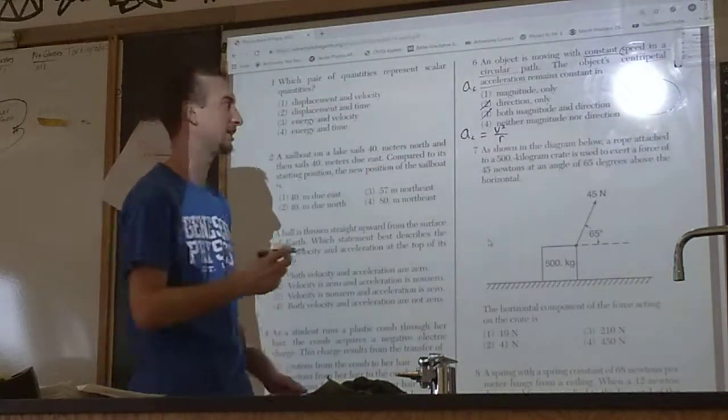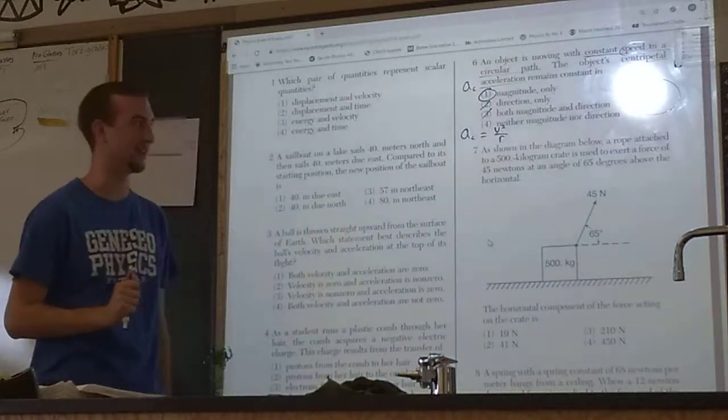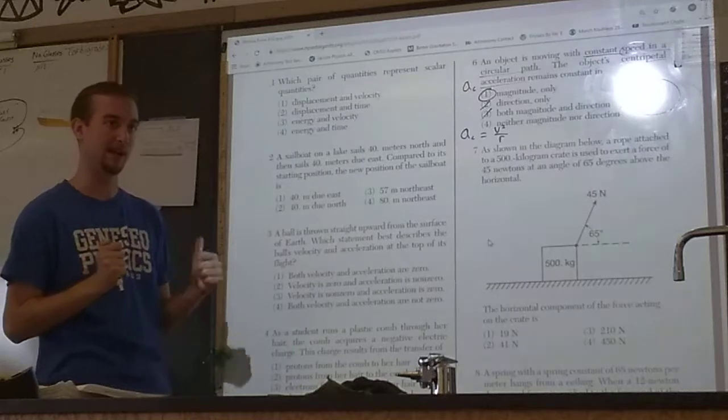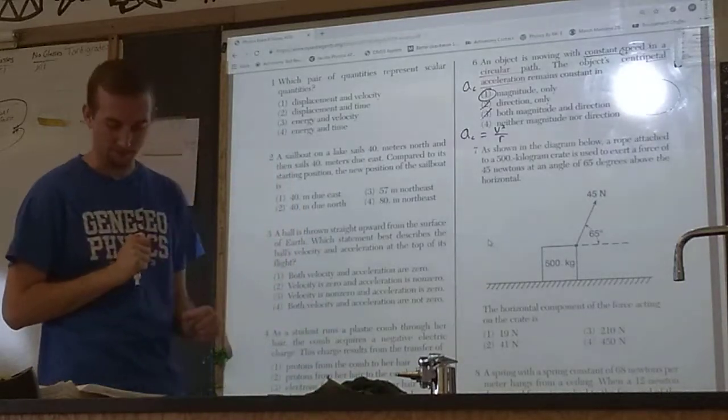We know the direction isn't constant, but the magnitude is constant. The centripetal acceleration is the same at all points in that object's motion at that particular speed. So that is choice 1.